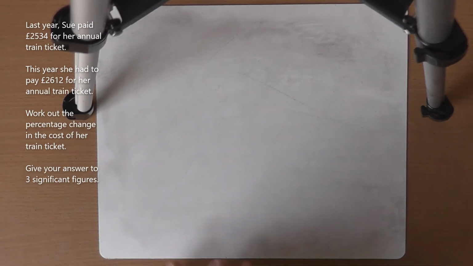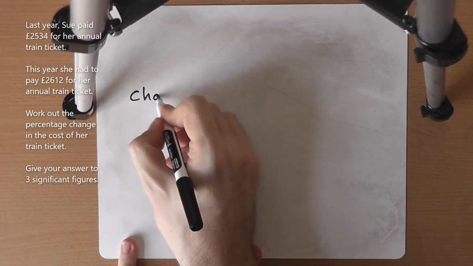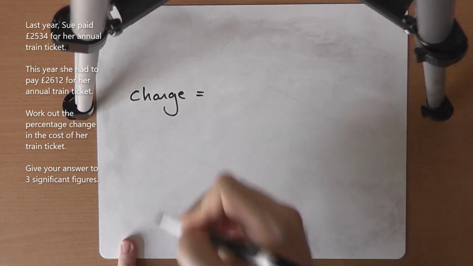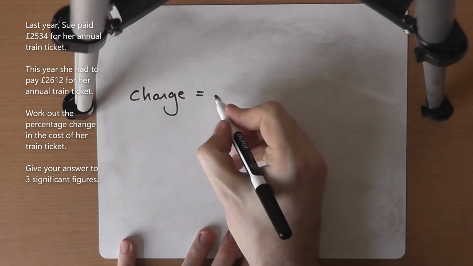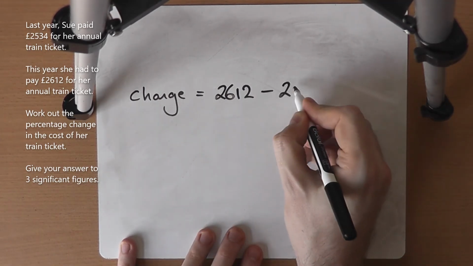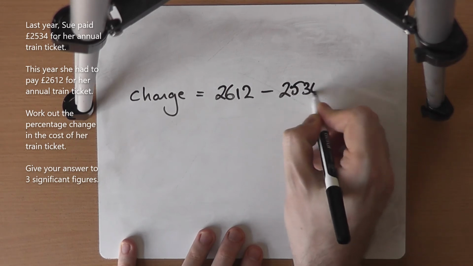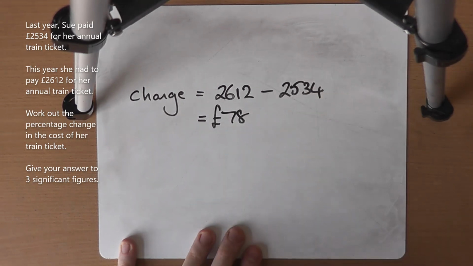So the change is going to be the larger price, take away the smaller price. The larger price is the second one. It happens to have gone up. We could be talking about percentage increase here, in much the same way as we're talking about percentage change. The wording doesn't really matter. We are working out what percentage increase or decrease has occurred. So the change is the larger 2,612, take away the smaller 2,534 pounds, which is a change of 78 pounds.